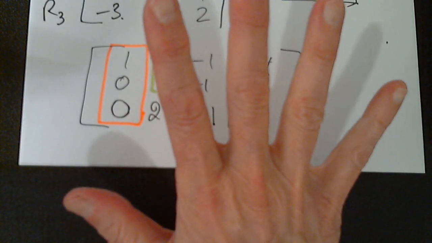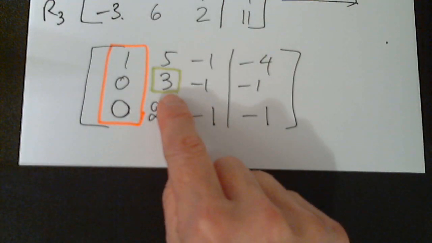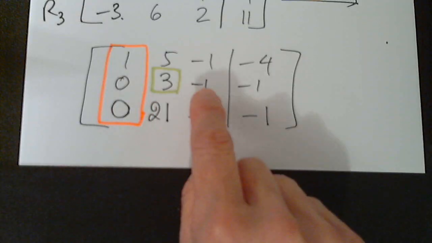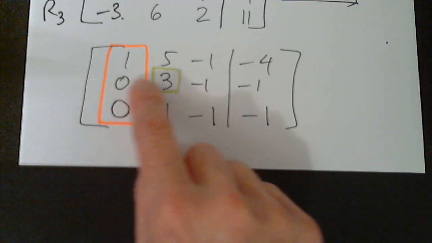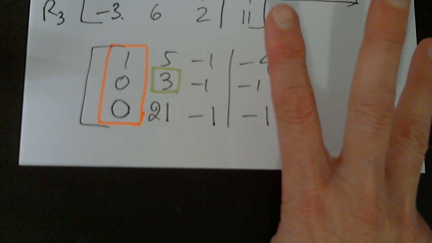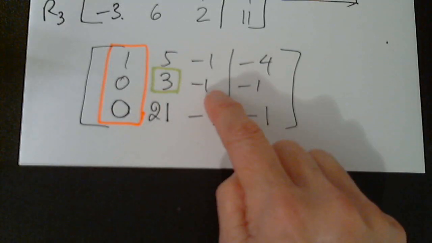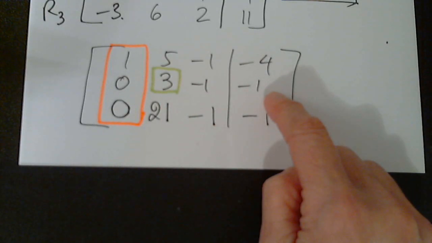Now, what is the difficulty with this problem? Because in order to get a 1 here, I would have to divide this row by 3, which is fine, 1, but I will have a fraction here as -1/3, and another fraction here as -1/3.